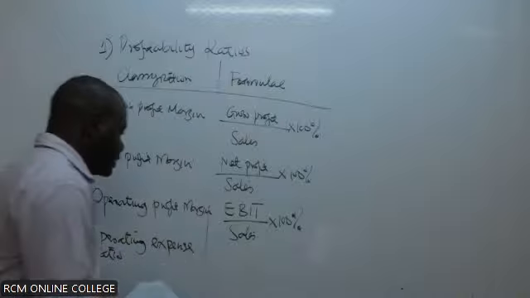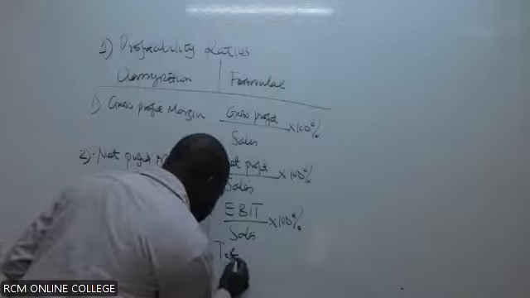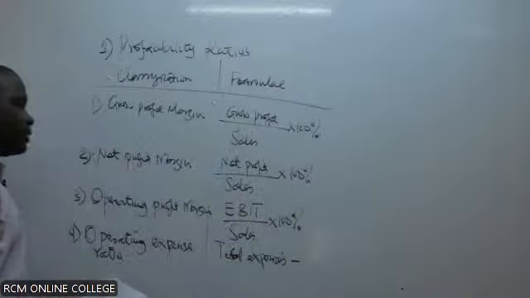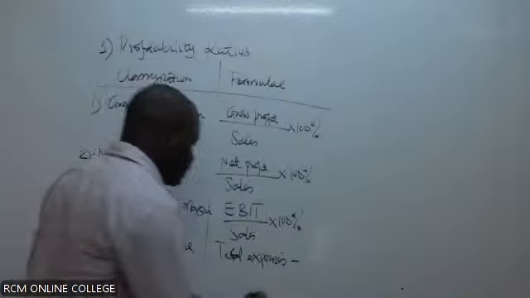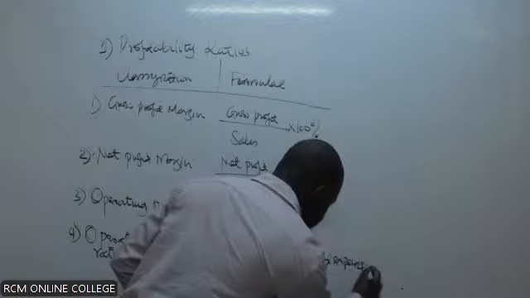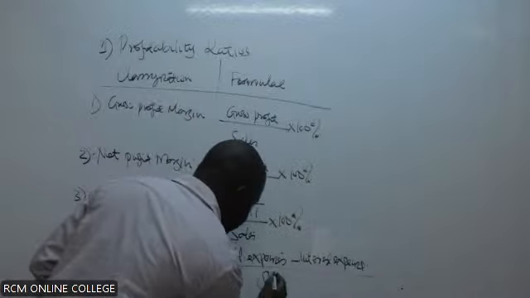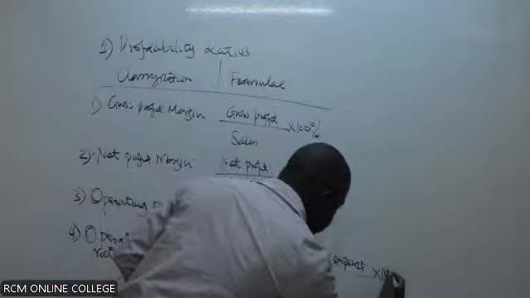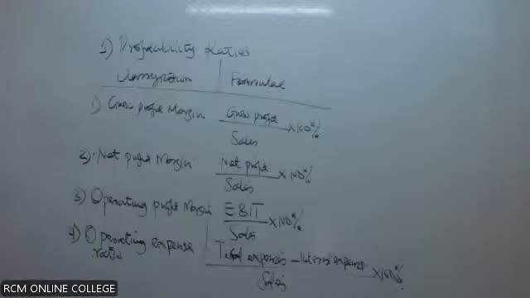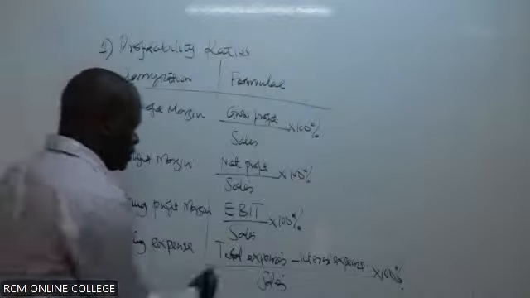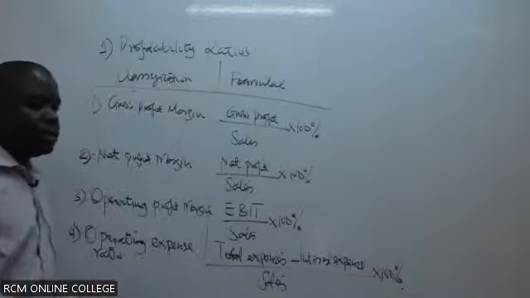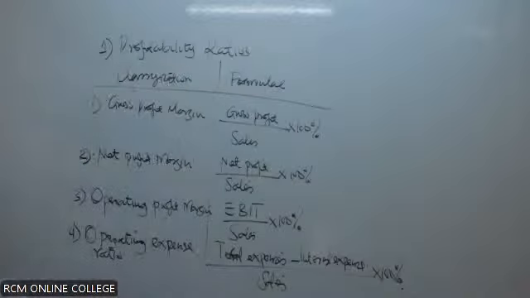So it means you take the total expenses, you deduct the interest expense, then you divide by the sales, then you multiply by 100%. So you can see all the ratios here are presented as a percentage. You get your total expenses, you less the interest expense. Interest expense is the one we learned under borrowing costs.